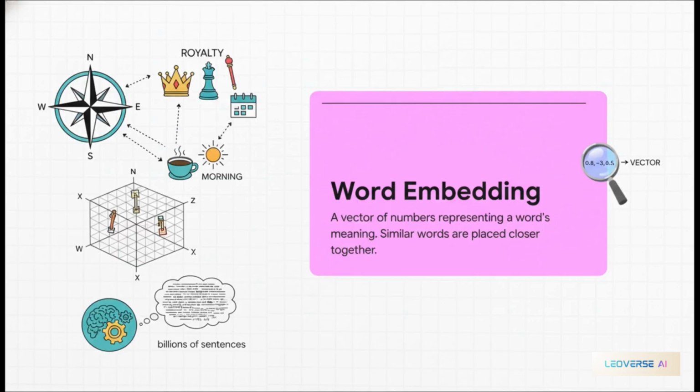So a word embedding isn't just one number. It's a long list of numbers, a vector. You can think of this list of numbers as a set of coordinates, like GPS coordinates, that pinpoints a word's exact location on that giant meaning map. The model learns these coordinates by analyzing billions of sentences, slowly figuring out that words that show up in similar contexts should be placed near each other on the map.